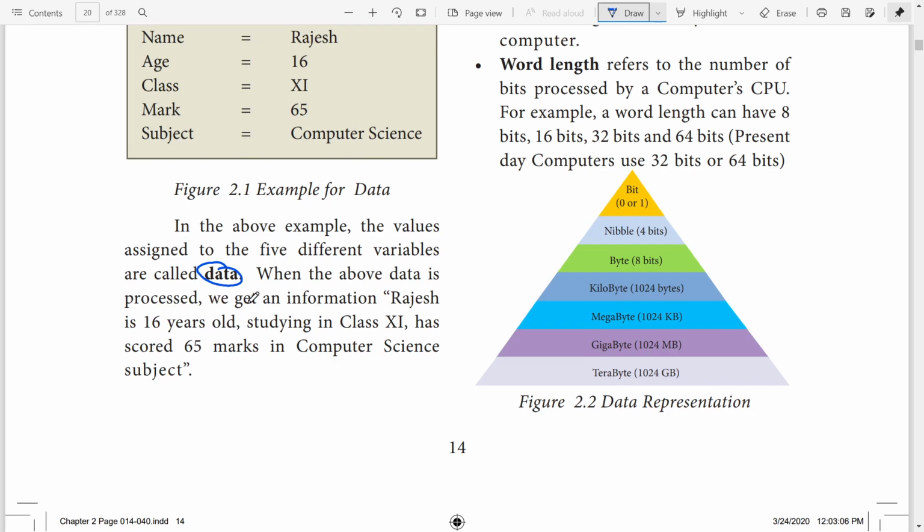When the above data is processed, we get the information that Rajesh is 16 years old and he is studying in class 11th and he scored mark 65 in computer science subject.